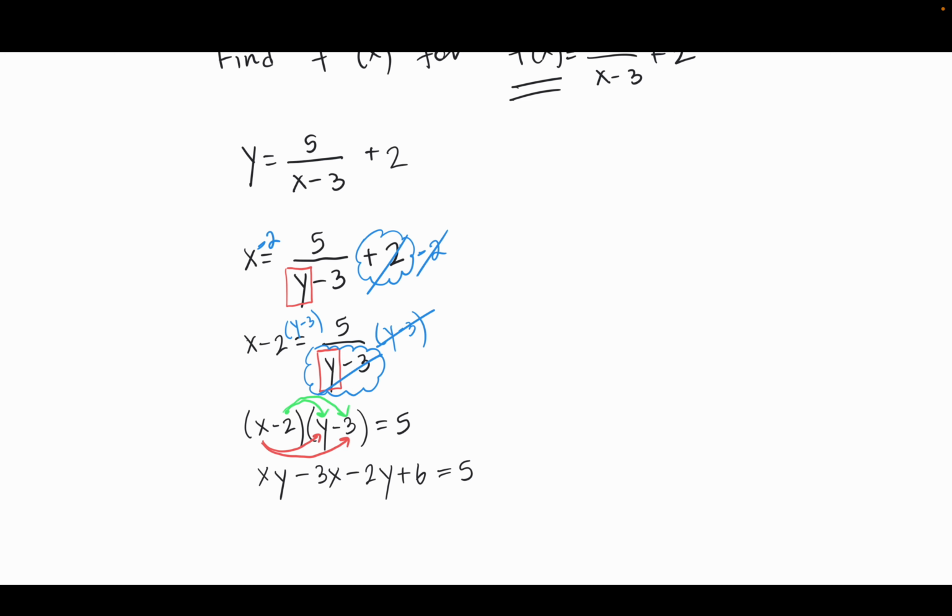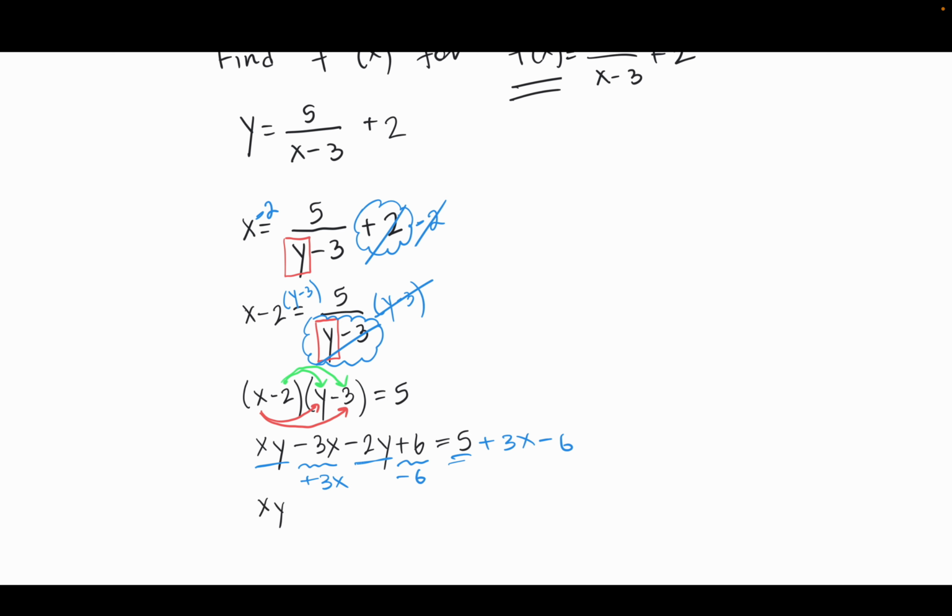Now everything that has a y will stay on the same side of the equal sign. So that means the xy will stay and the negative 2y will stay. But this negative 3x and the positive 6 need to go to the side of the equal sign where my 5 is. So to move the negative 3x, I will add it because I currently see subtraction. So plus 3x on the left and plus 3x on the right. And to get rid of the plus 6, I will do the subtraction because I currently see addition. So minus 6, minus 6.